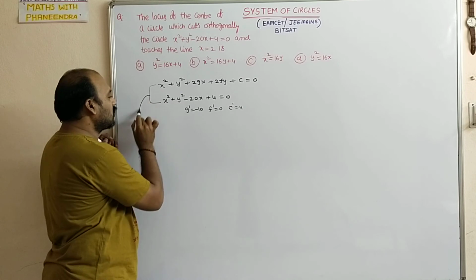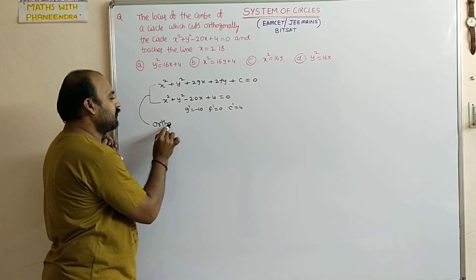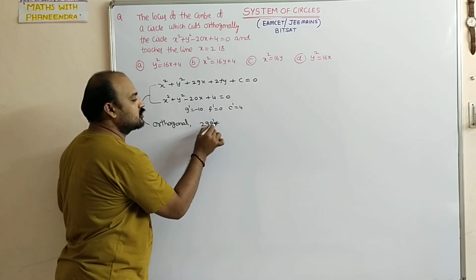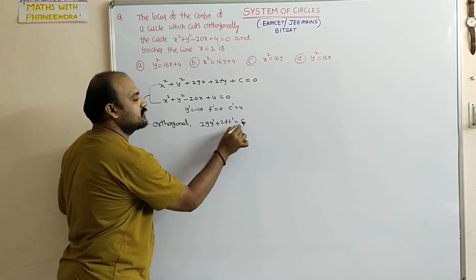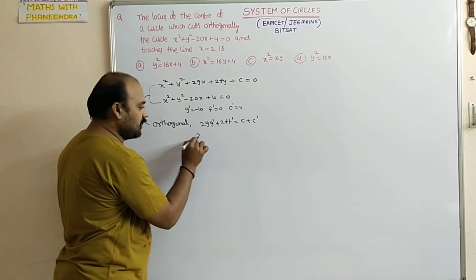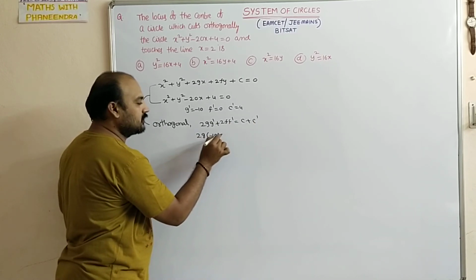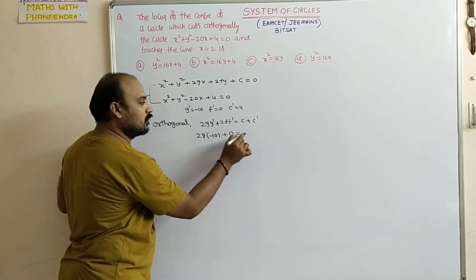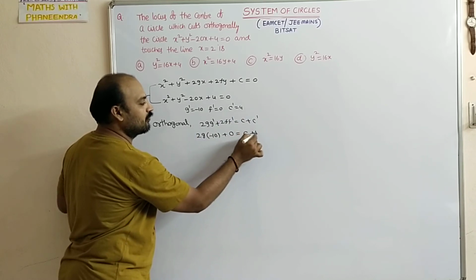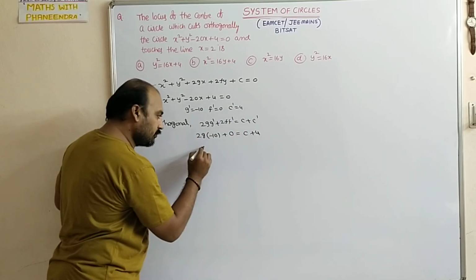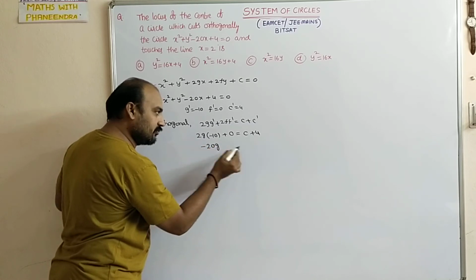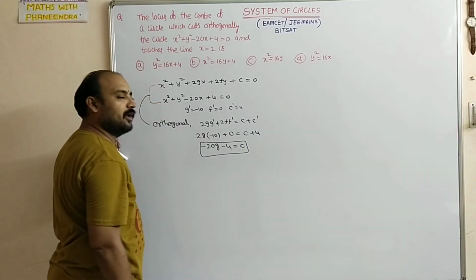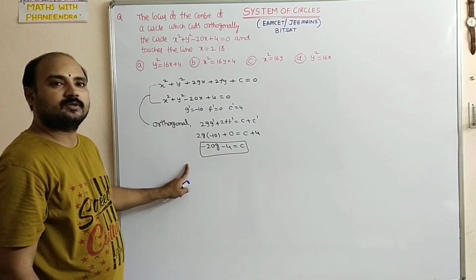Since these two circles are orthogonal, write the property 2gg' + 2ff' = c + c'. So 2g into g' value −10, f' value 0 means this term goes to 0, c value c only, c' value is 4. So −20g = c + 4. Put it in the box.